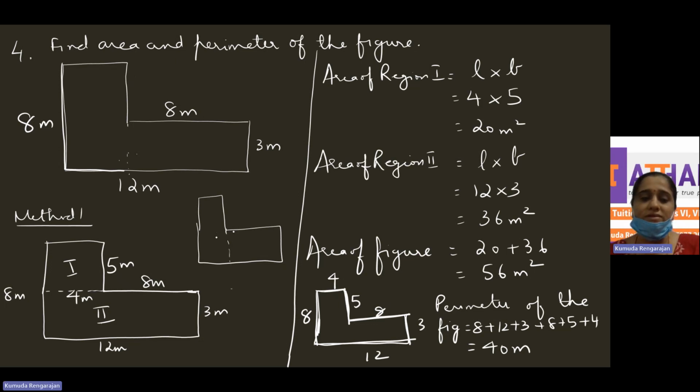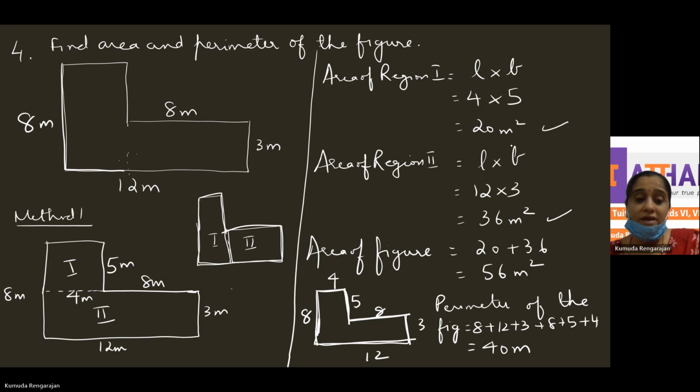Okay, you can also do it like this. So you can call this region 1 and this region 2. Find the area of this rectangle, find the area of this rectangle and add both. The area of the two rectangles will be different. You will not get 20 and 36. But the final answer, the area of the figure will be 56 only. The area of region 1 and region 2 will be different, but they'll add up to 56.